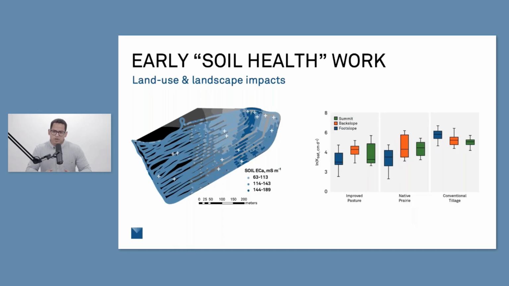And then as we moved over to the conventional tillage site, we see that we kind of lose some of that effect of the catena on the soil hydraulic properties. We actually saw higher hydraulic conductivities in the foot slope than we did in the back slope or summit. We also saw higher hydraulic conductivities in the conventional tillage field. Now, some of that has to do with the timing of when we made those measurements. We made those measurements post tillage and pre-planting.